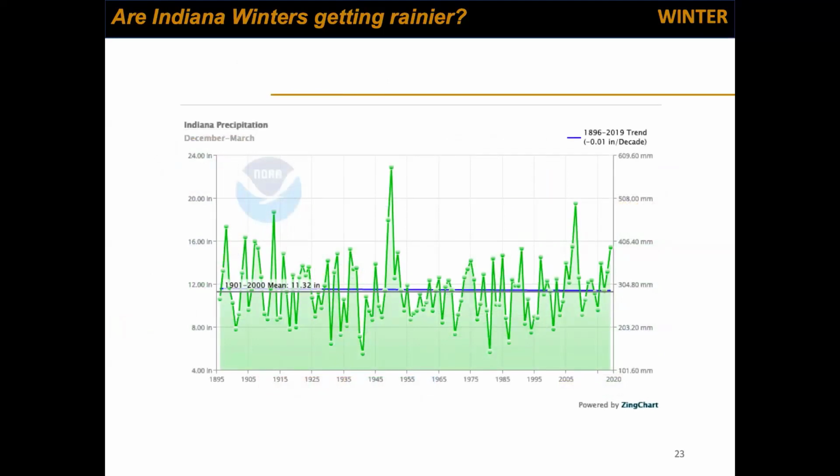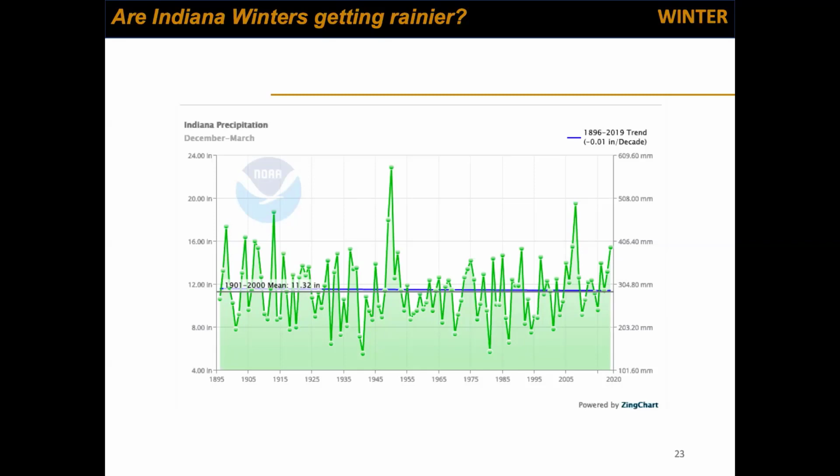If we look at the state as a whole back to 1895, though, the story looks a bit different. While there is clearly a lot of year-to-year variability of precipitation during these months, the statistical trend over this entire period indicates that precipitation is decreasing by only 1/100th of an inch per decade. You can see that in the top right.